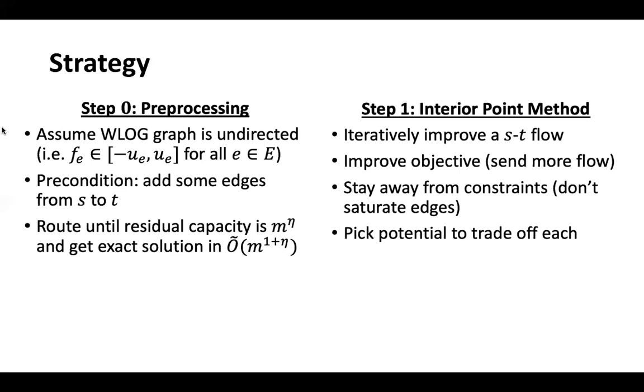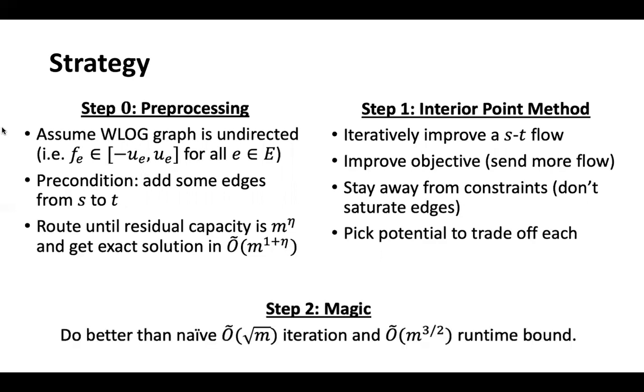Okay. We're going to wrap our method inside a general framework called an interior point method. What an interior point method does is iteratively route ST flow to improve our objective. Additionally, we're going to stay away from the capacity constraints as much as we can. And we're going to pick a potential, this log barrier function, to govern how we add ST flow. Finally, while standard interior point analysis gets a root m iteration, m to the 3/2 runtime bound, we need to figure out how to beat that.